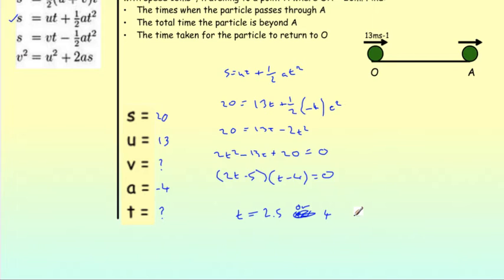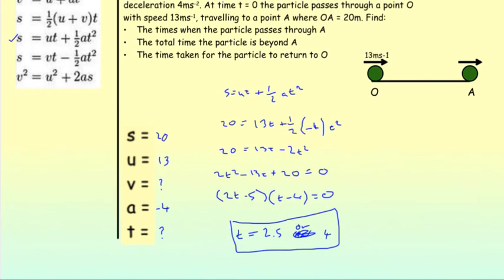Now we have two answers because the acceleration is negative, because it's a deceleration. The particle passes through A, then changes direction and passes through it again. Because if it keeps decelerating, it's eventually going to reach a point where it stops and turns back. So that's why we have two times here for T. So T is equal to 2.5 seconds or 4 seconds.